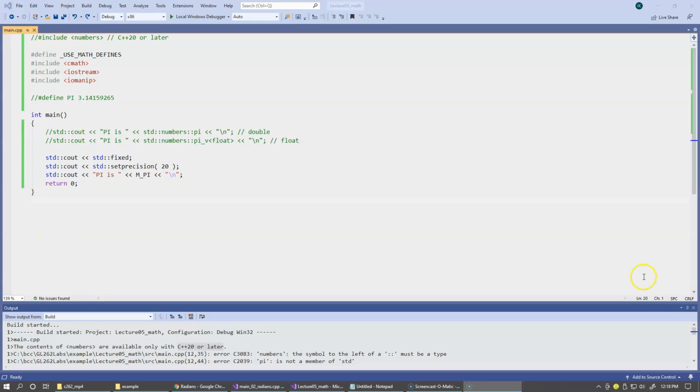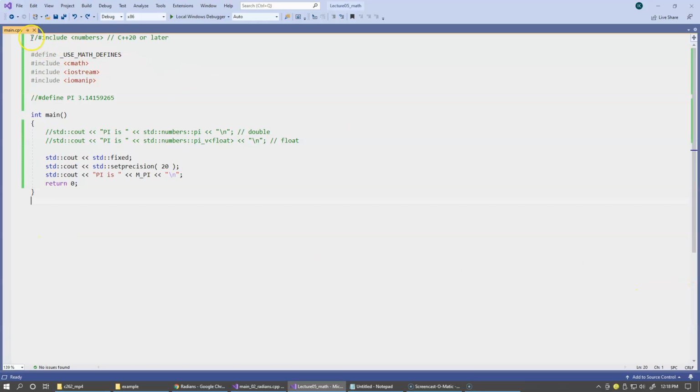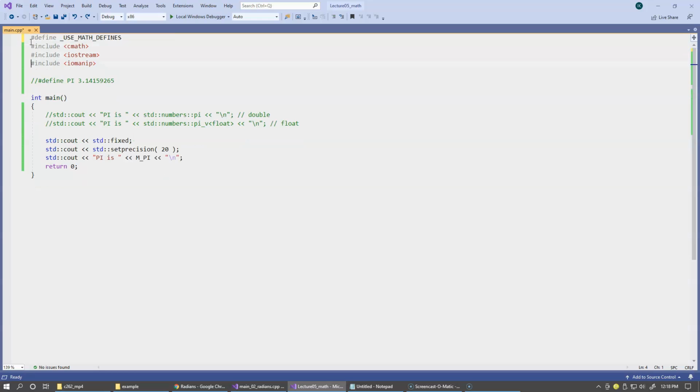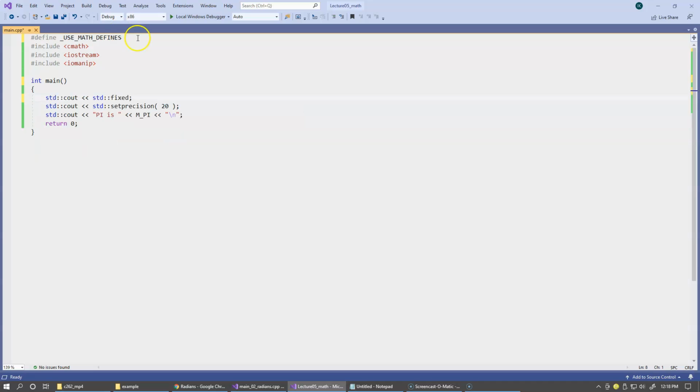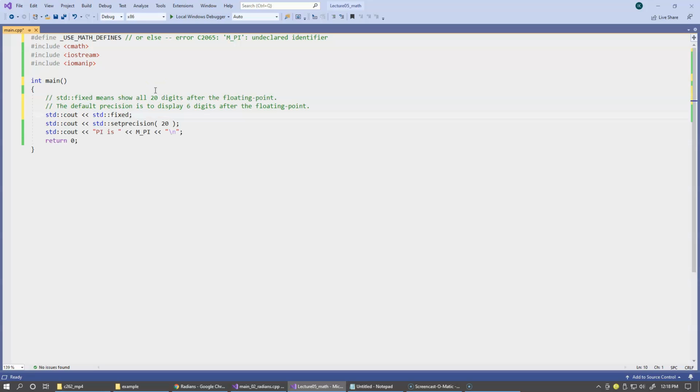Okay, let's do a little bit of cleanup. So we're going to get rid of the code that we no longer need, this definition of pi and these. And here we can add a comment that if we don't have it, we get mpi undeclared. Let's also add explanation that fixed means displaying digits after the floating point, and default precision is to display 6 digits. So we comment out set precision, we're going to get just 6 digits.